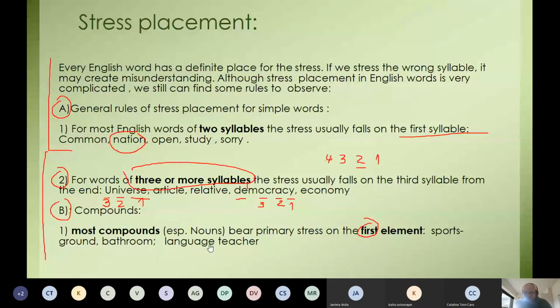Is anyone interested in showing your words? Me? Who's me? Vanessa. Vanessa, go on, please. For the first rule, I have thankful, justice, kidney, and doctor. For the 3 or more syllables, I have terrible, surgery, attitude, and motorcycle. And for the compounds, I don't know if I'm right or not. I have tea bag, pencil case, and paper bin.